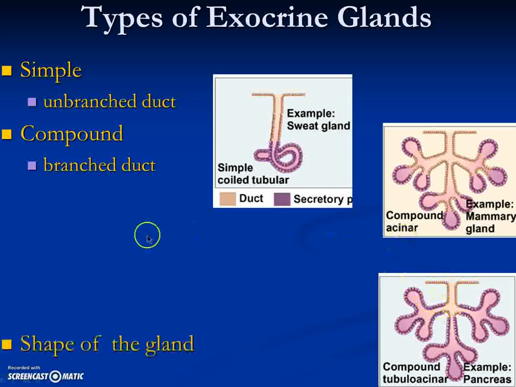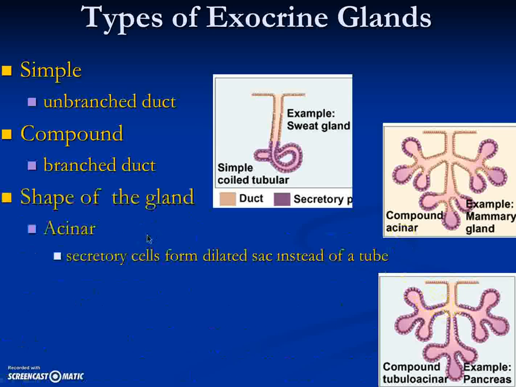So in this acinar gland, the secretory cells form a dilated sac instead of a tube. So they're found down here in the sac or the cul-de-sac, like what you think of in a subdivision. The tubuloacinar means the secretory cells are not only in the acinus, but in the tube that would normally be conducting.